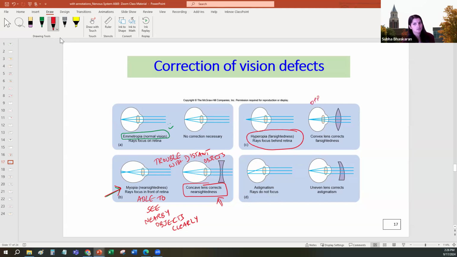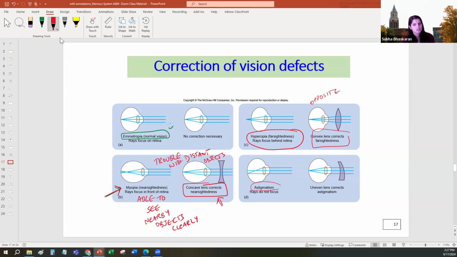The opposite, correct? Hyperopia is farsightedness, which means they don't have difficulty looking at faraway objects, but they have problems with close-by objects. So a convex lens corrects farsightedness. Everybody good so far? Yes.